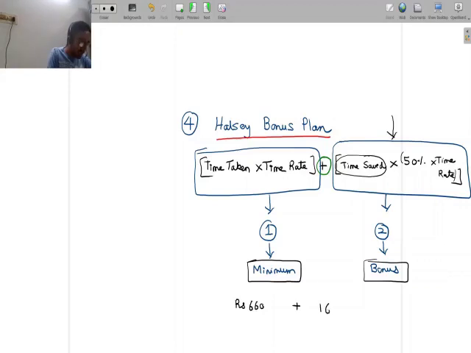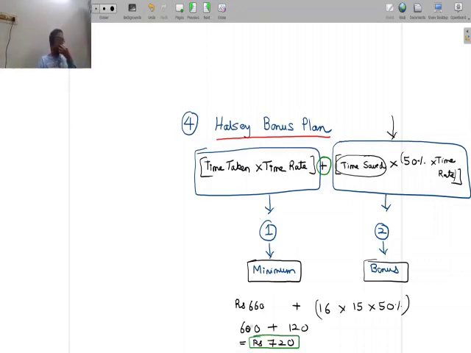Here again, 16 is the time saved, into the time rate we know is 15 rupees per hour, into 50%. So this is the second component. So 660 plus 16 into 15 into 50% gives us 120. So together we get 720. So using the Halsey bonus plan, we get 720 rupees here. So this answers the requirement of the question.